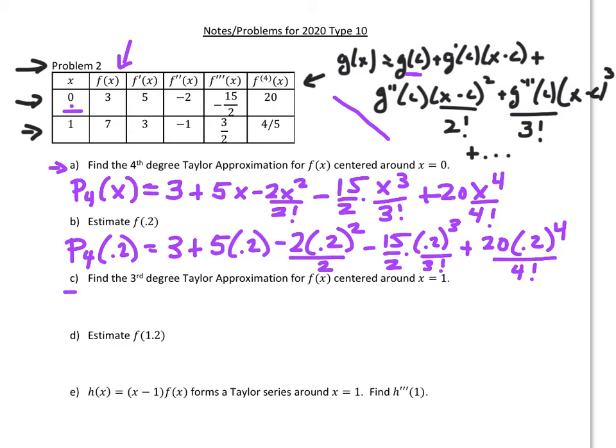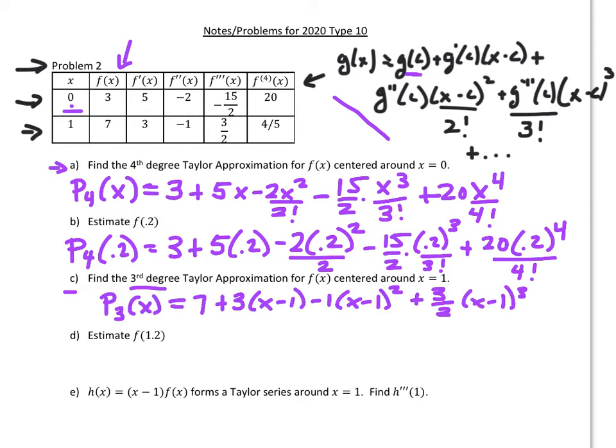Then part C, find the third degree Taylor polynomial approximation for f of x centered around x equal to 1. Notice that now it's third degree. If you write fourth degree, you're going to get it wrong, so don't do that. Write third degree Taylor approximation. So there we have that, okay? Check that with your work and see if that's right.